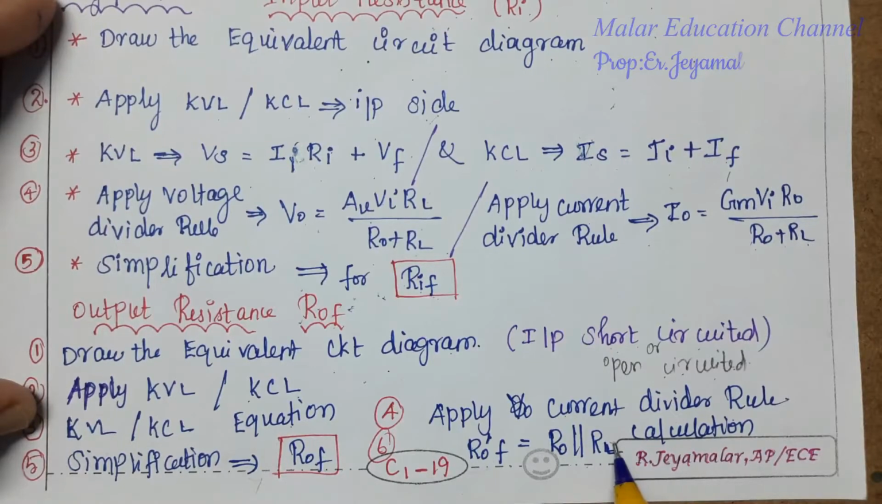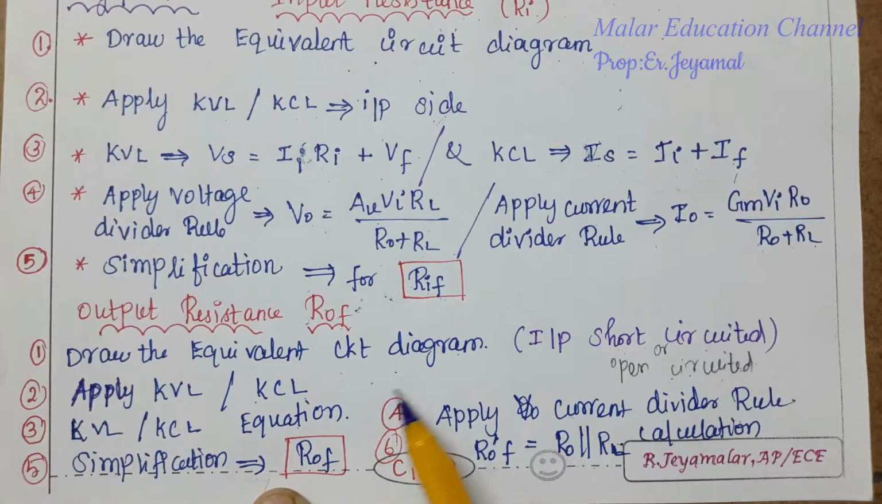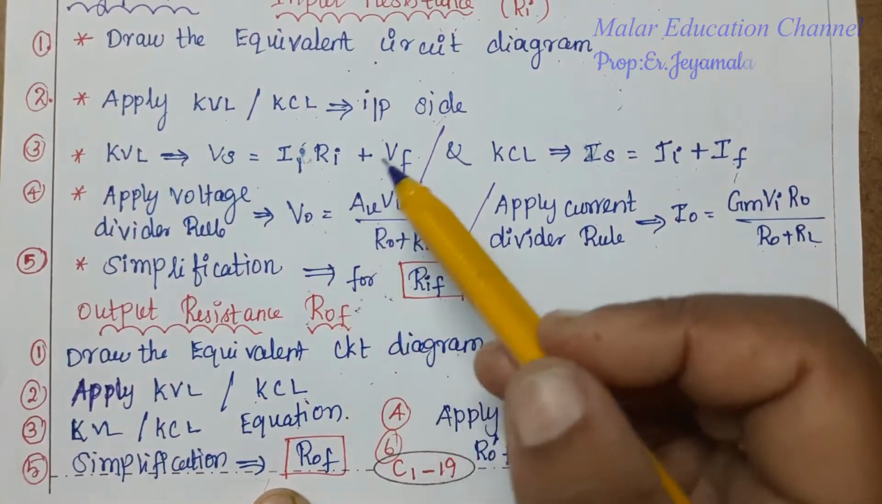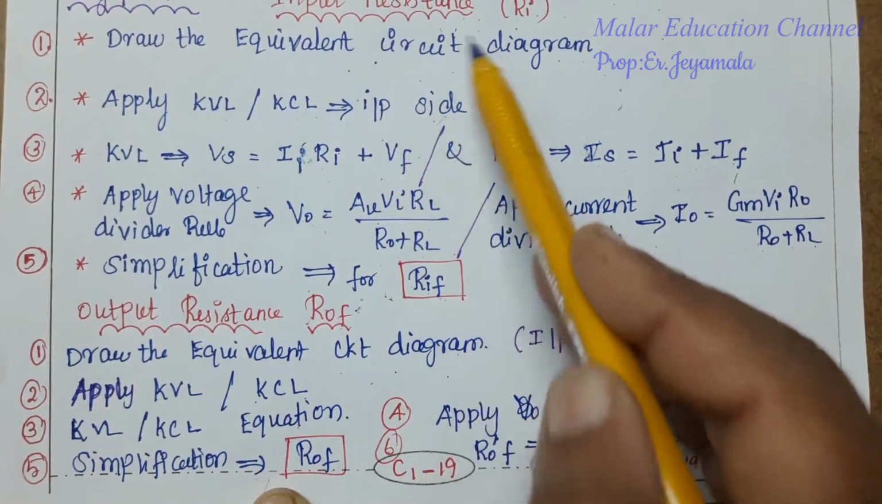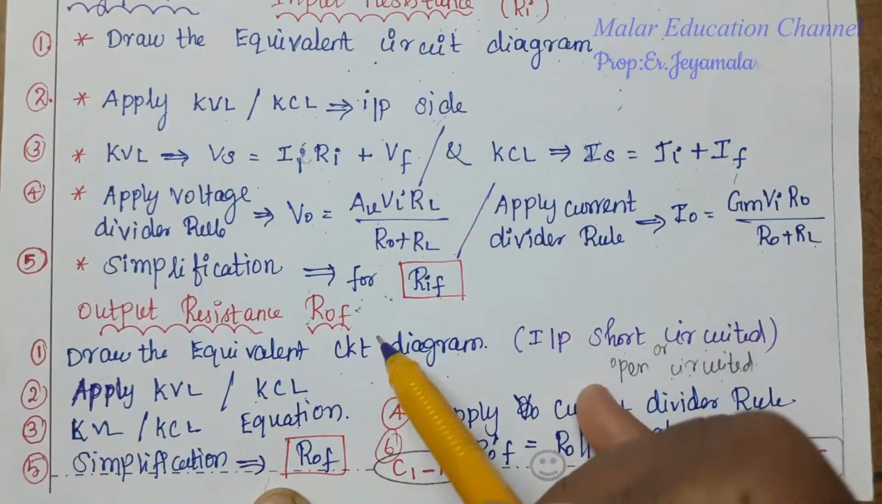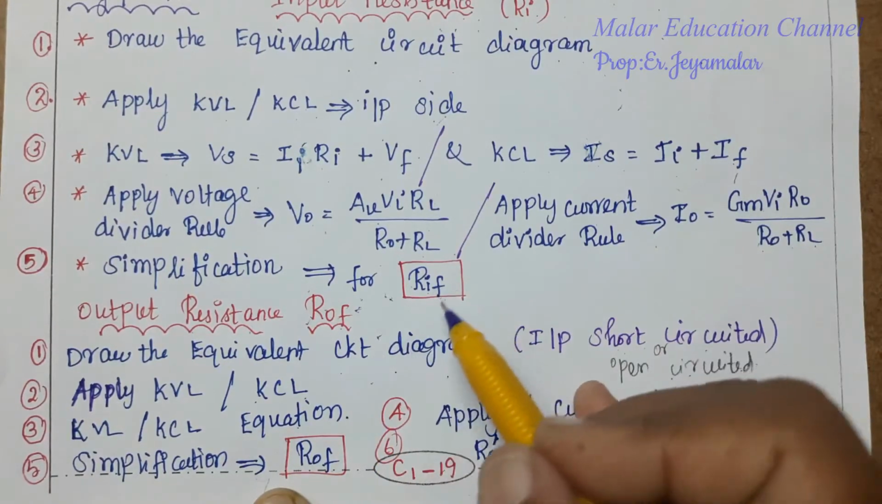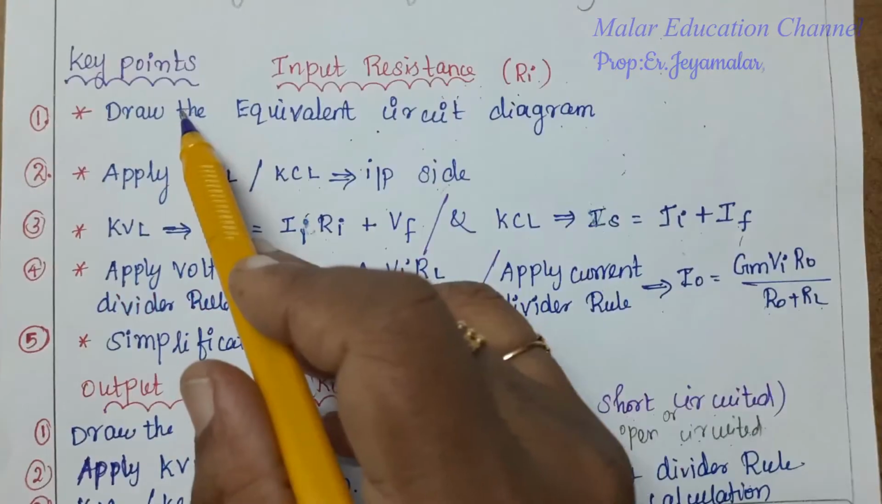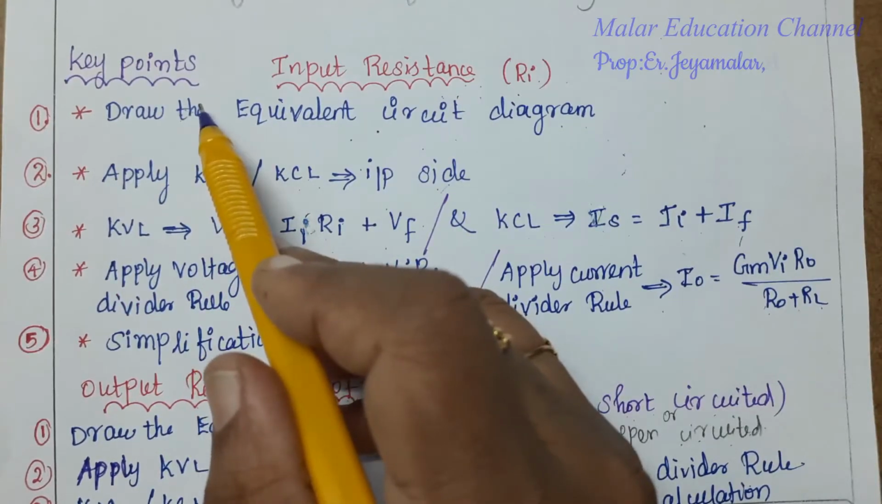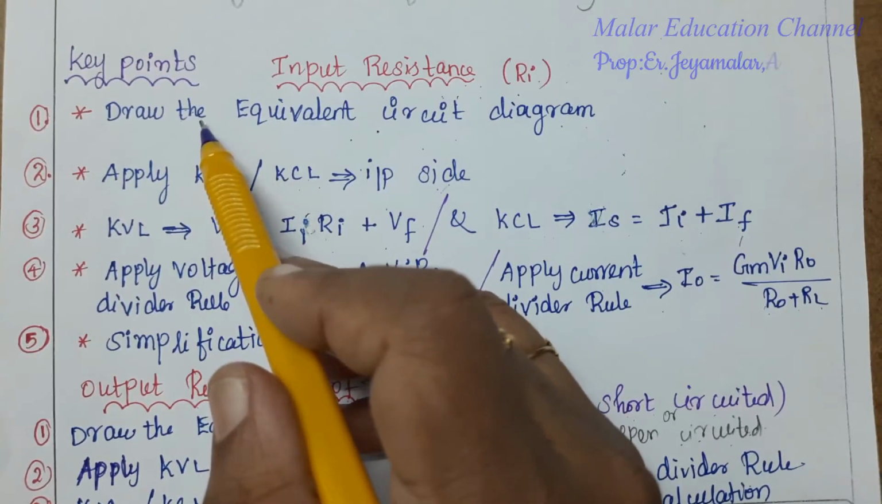We know there are four types of topology, isn't it? Each and every topology has input resistance calculations as well as output resistance calculations. If you understand any one of these four, the remaining three will be the same. Just keep these key points in your mind so we can easily derive this session.